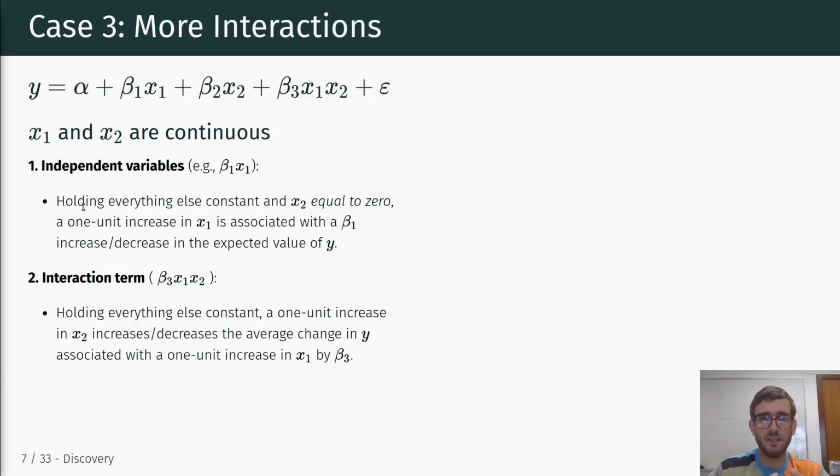The key here is that, again, holding everything else constant and x2 equal to 0, so the other variable that is included in the interaction is held equal to 0, a 1 unit increase in x1 is associated with a beta 1 increase or decrease in the expected value of y. So not so much has changed, except that this x2 that is held equal to 0 when we interpret beta 1 doesn't take two different values, 0 or 1, but can take a whole range of values, right?